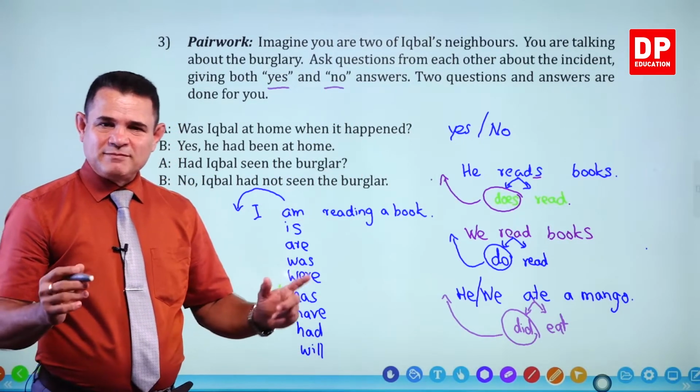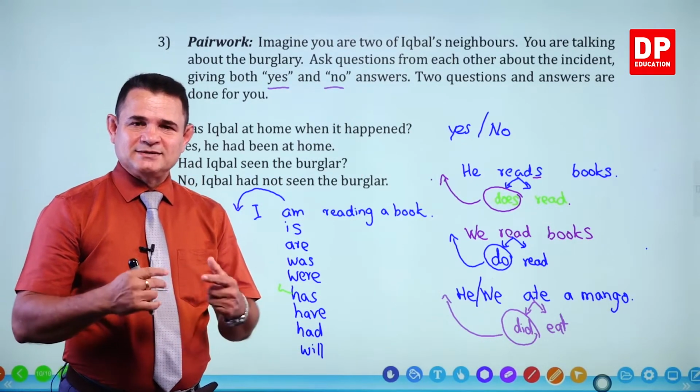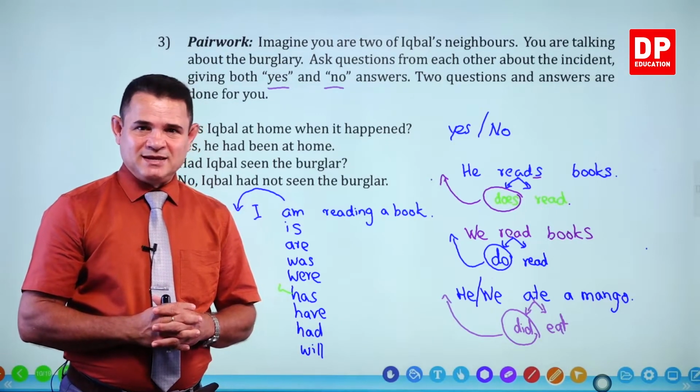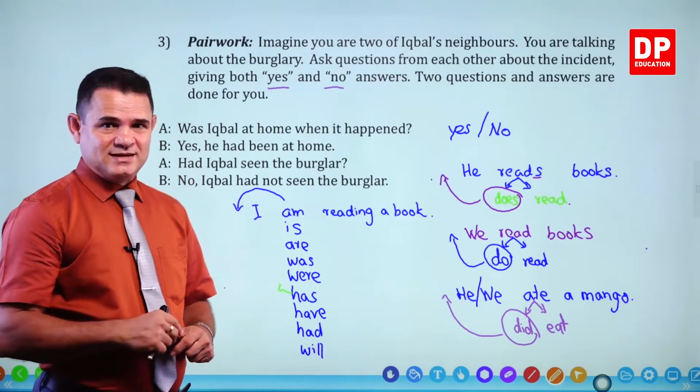Okay. So then practice with your partner. Practice, practice. And there you are practicing speaking. You can improve your spoken side.